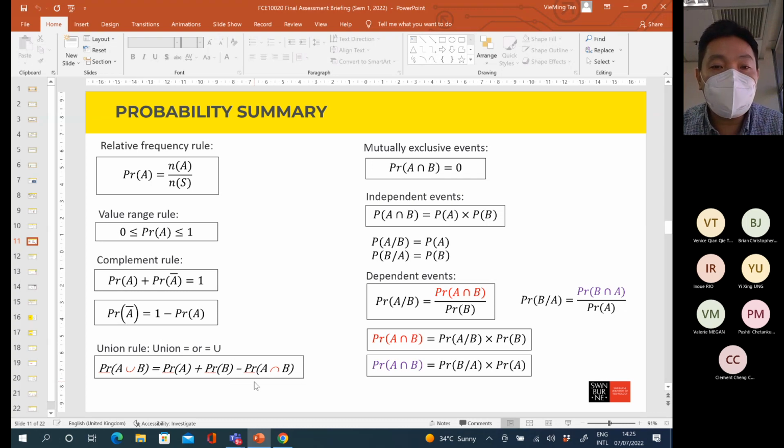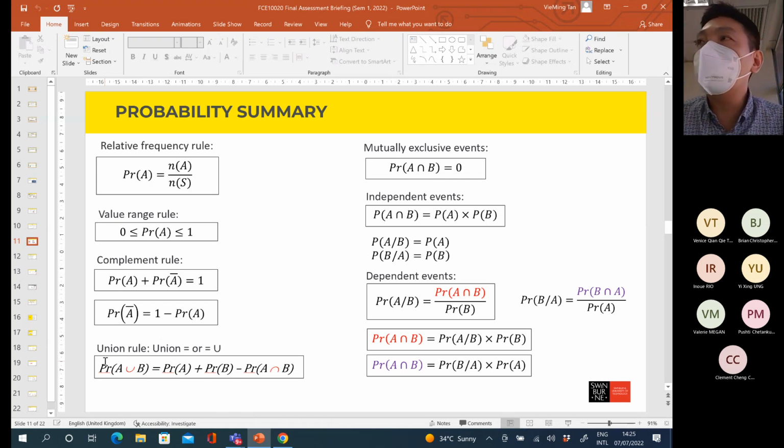So this formula is applicable to any relationship of A and B. No matter what the relationship between A and B is, whether it's dependent, independent, or mutually exclusive, we always use the same formula to calculate A union B. This is the only formula to calculate A union B, no matter what the relationship between A and B is. So far, okay, all right.